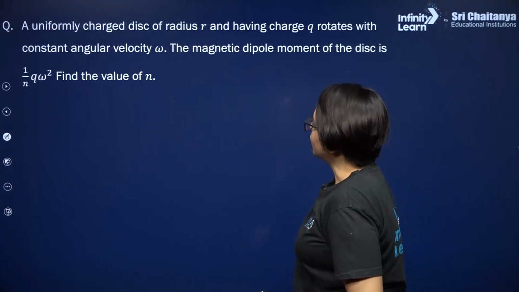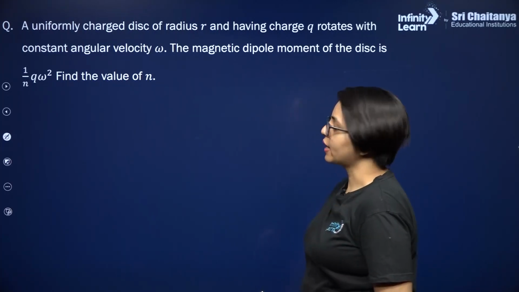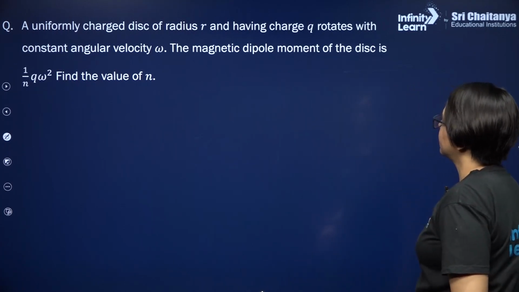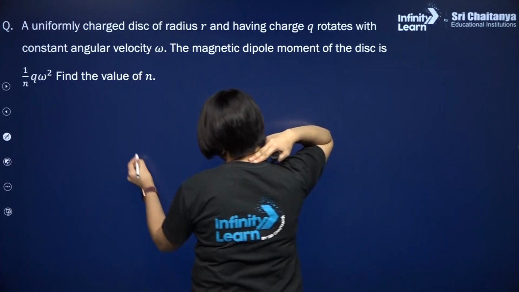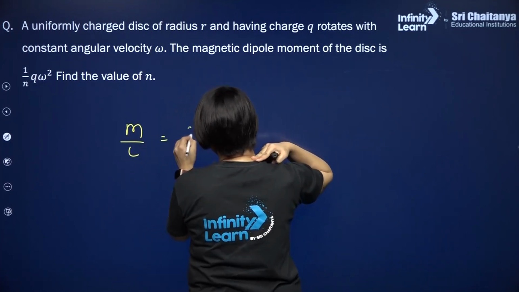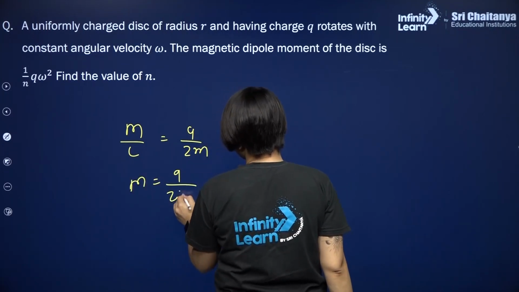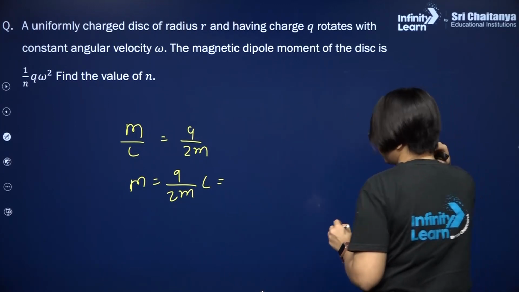Next question is, a uniformly charged disk of radius r having charge q rotates with constant angular velocity omega. Find the magnetic dipole moment of the disk. Okay. So, over here in this situation, M upon L is q upon 2m. So, M is q upon 2m into L, right. L is angular momentum, that is equal to I omega.